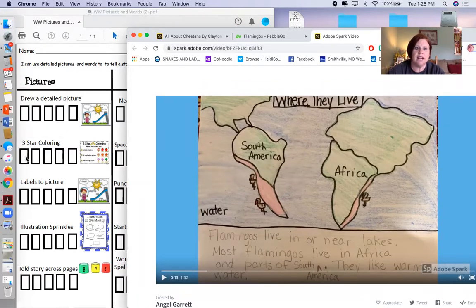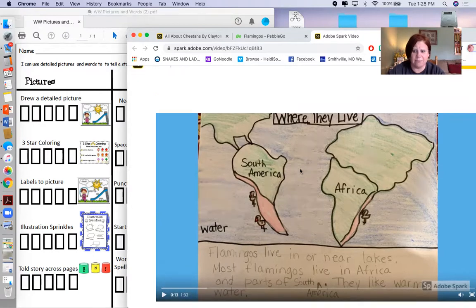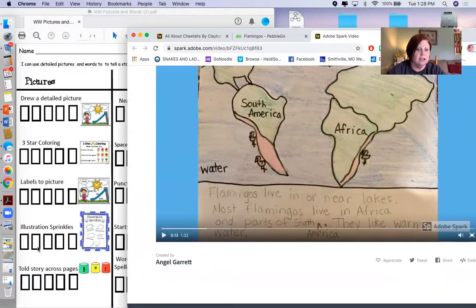So did I do 3-star coloring? I think so. Did I add labels to my picture? I have labeled the water. I've labeled the countries or the continents. And I have my heading. Did I use illustration sprinkles? Not necessarily on this page. I did add the flamingos, so that was kind of my key for that. But again, it's not necessary on every single page.